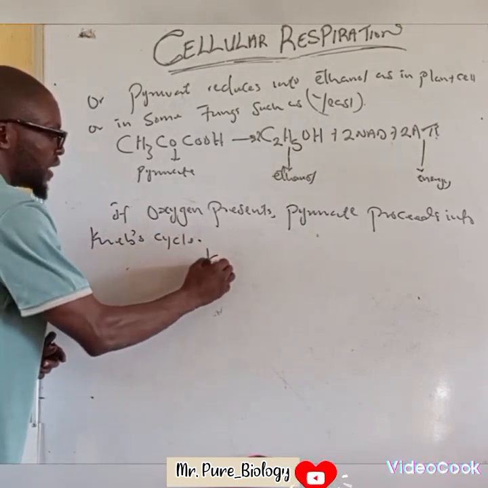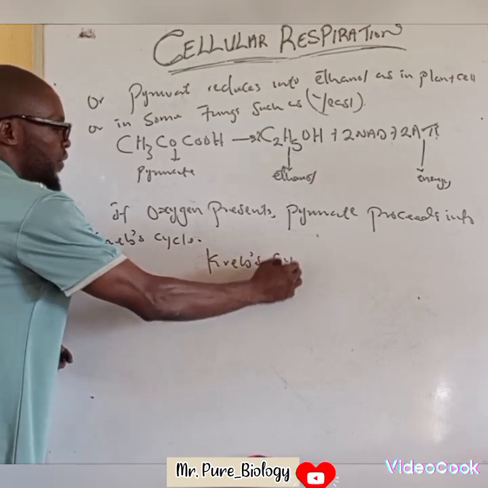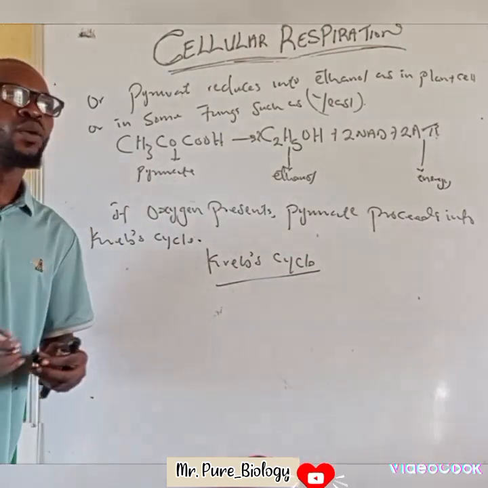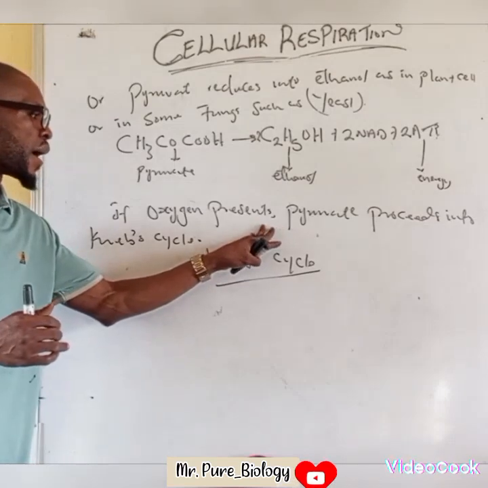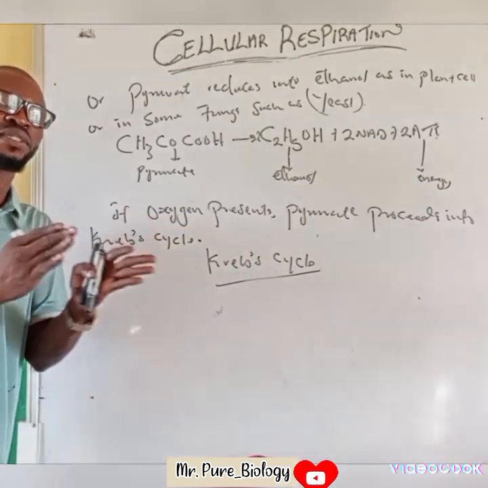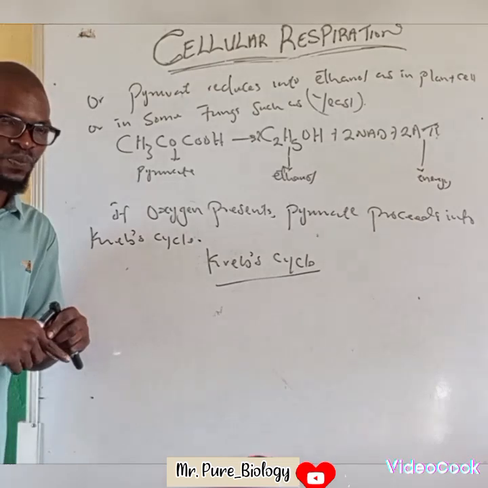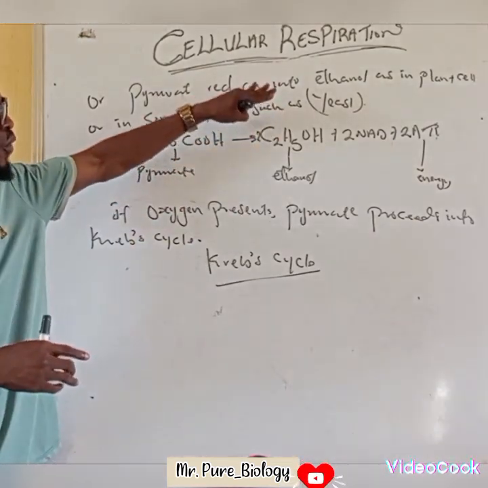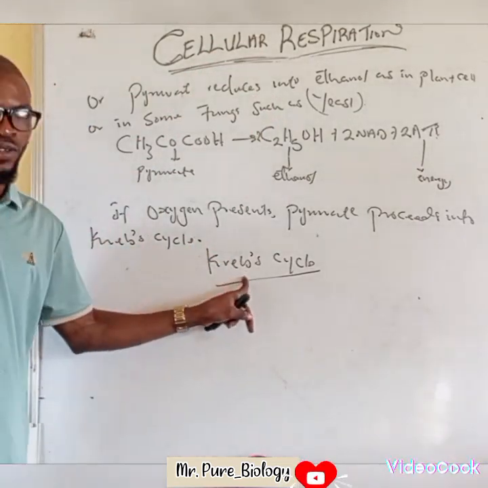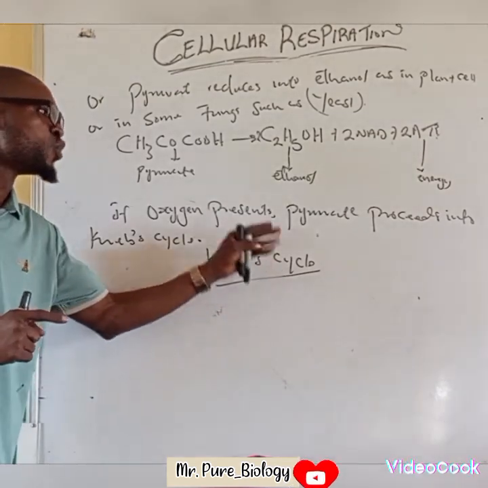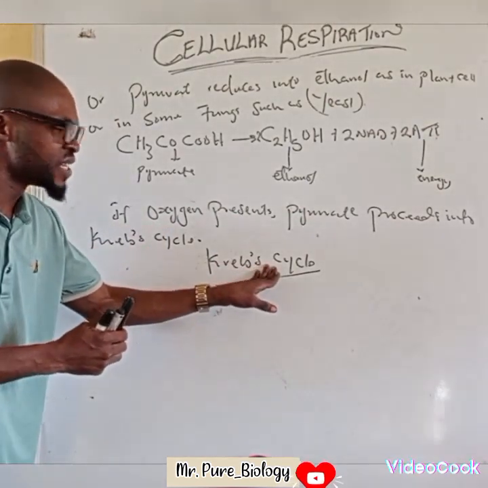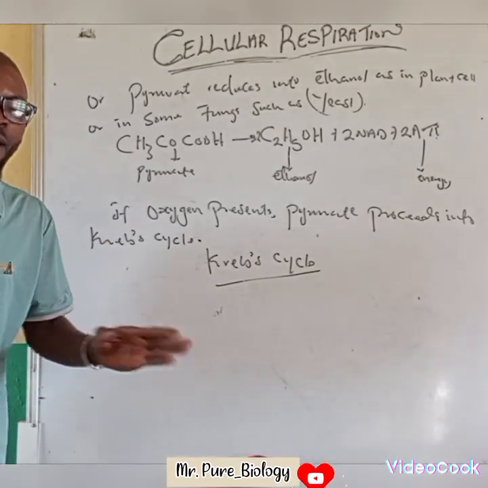Let's now look at the second stage, which is Krebs cycle. Once this process or reaction involves oxygen, that means all activities of Krebs cycle will take place in mitochondria. The reaction of glycolysis takes place in cytoplasm because it does not involve oxygen. But in the case of Krebs cycle, because oxygen is present, the reaction now takes place in the mitochondria of the cell.